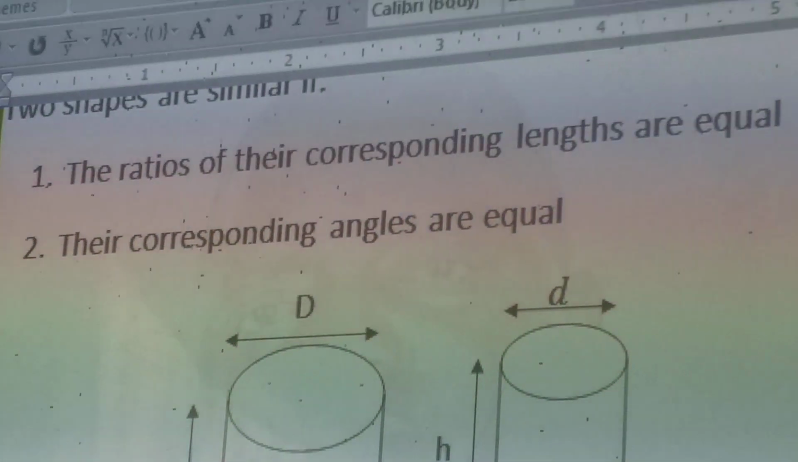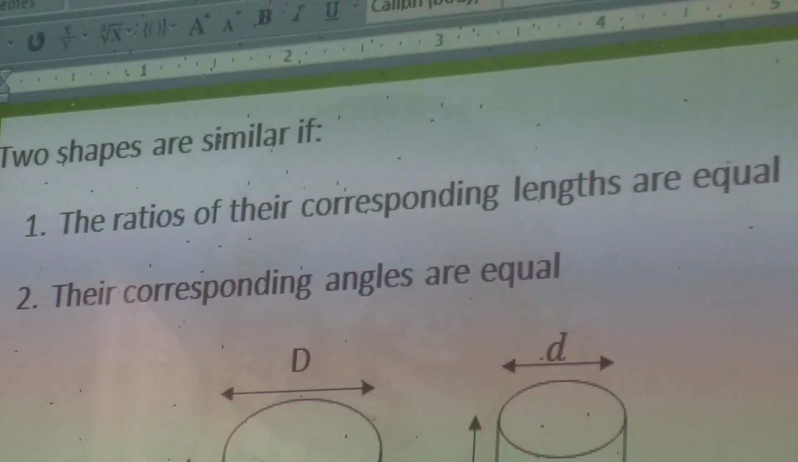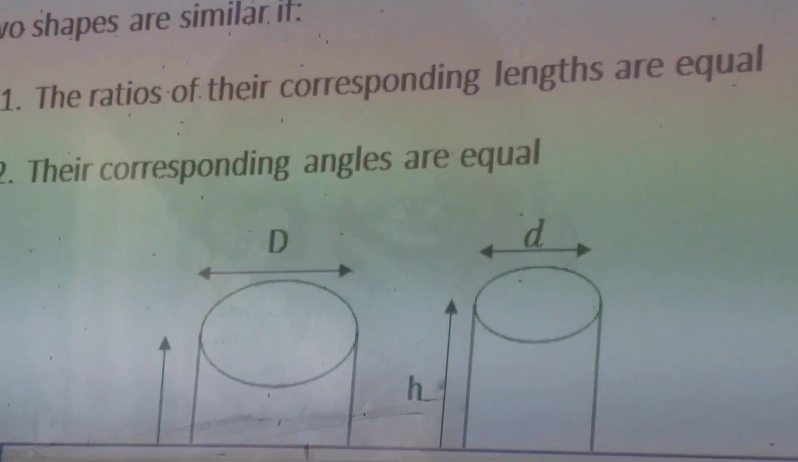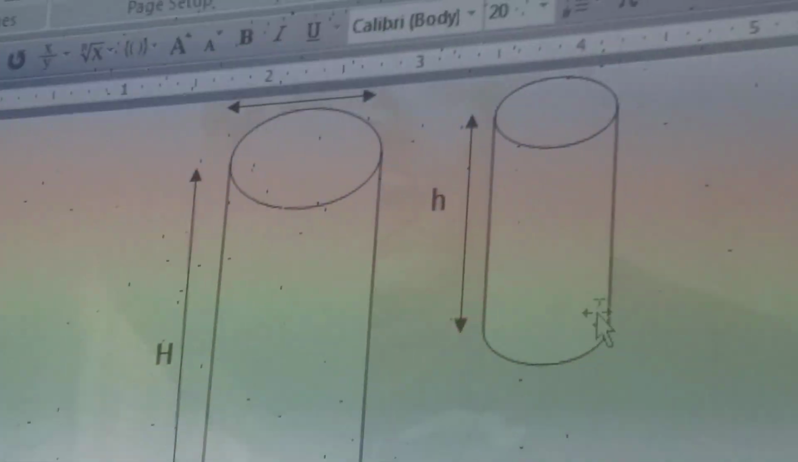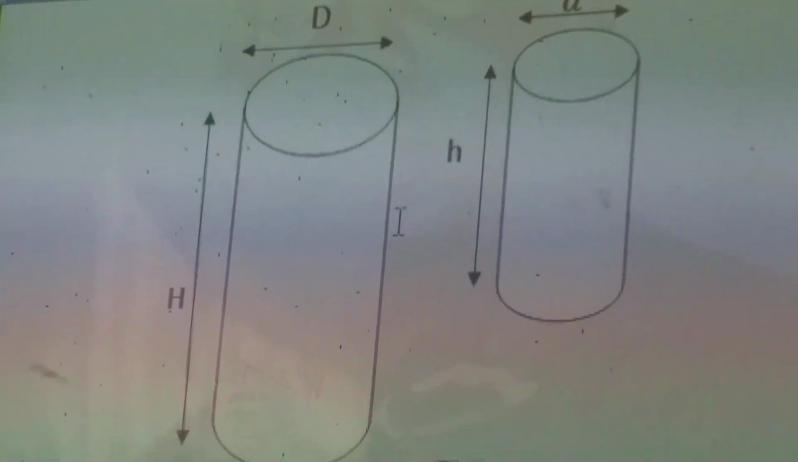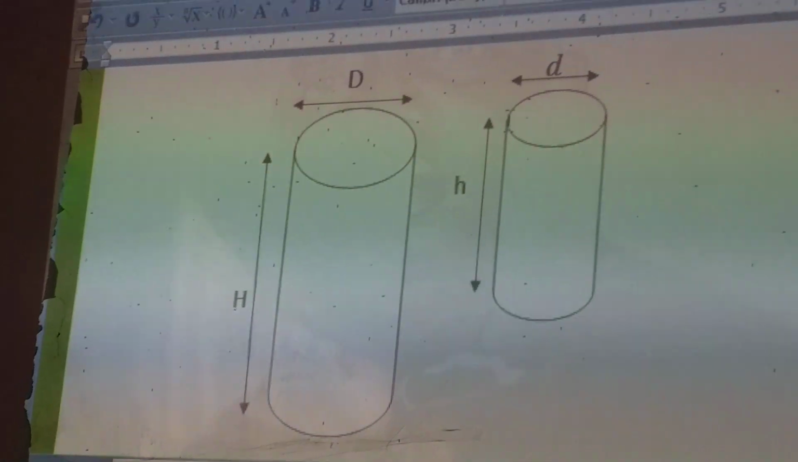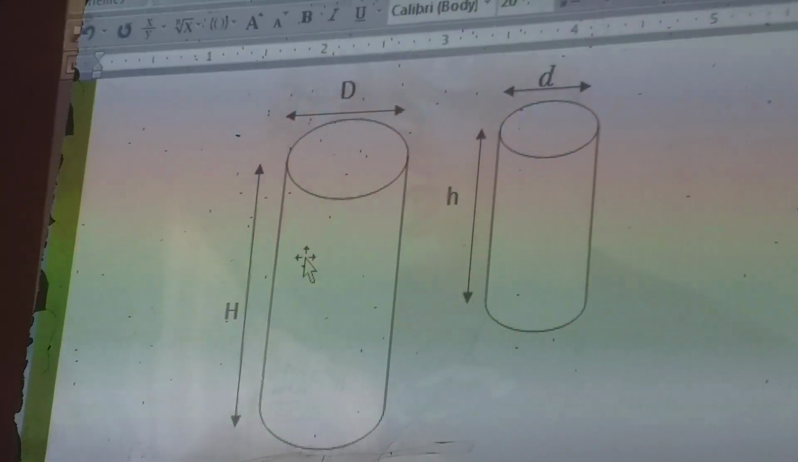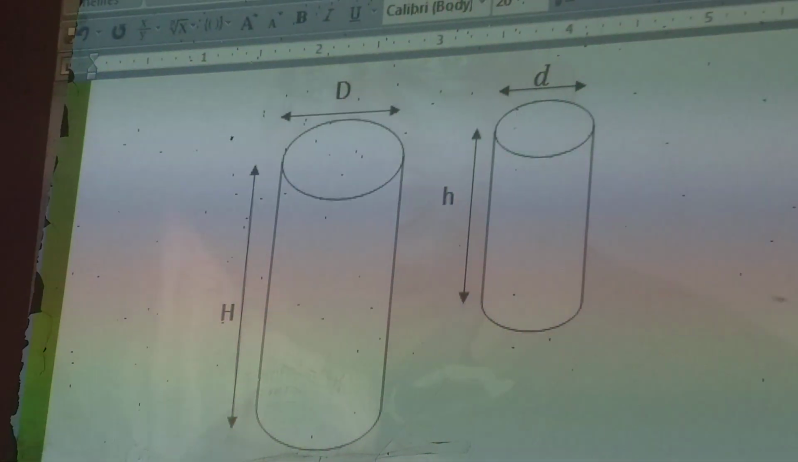Right, when we say corresponding angles, those are angles that occupy similar positions, and the corresponding lengths are also lengths that occupy similar positions. Right, we have those two diagrams, those two cylinders. If the two cylinders are similar, it means the ratio h over h is equal to d over d. Ratio of heights is equal to ratio of diameters. That's when we can say the two shapes are similar.